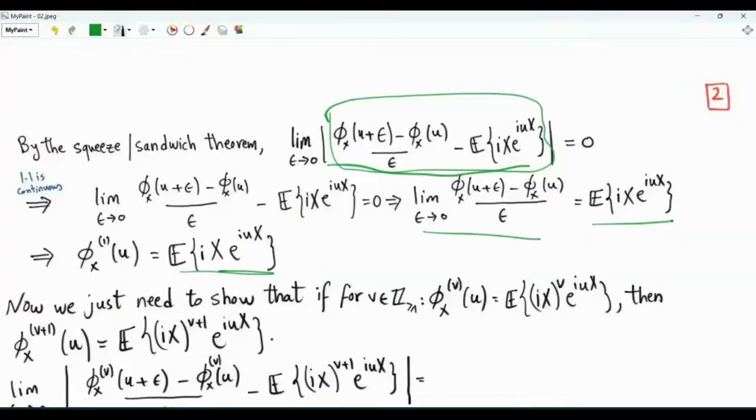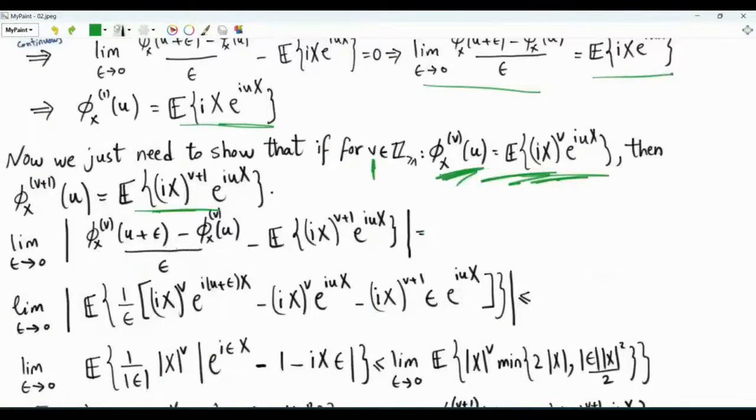Suppose that for a positive integer v, we assume that the characteristic function is differentiable v times, and its vth derivative is given by this expectation. We want to show that given this, then the derivative of order v plus 1 exists and is equal to this expectation here, provided that the random variable x has a finite moment of order v plus 1. The steps here are very similar to what we have just done.